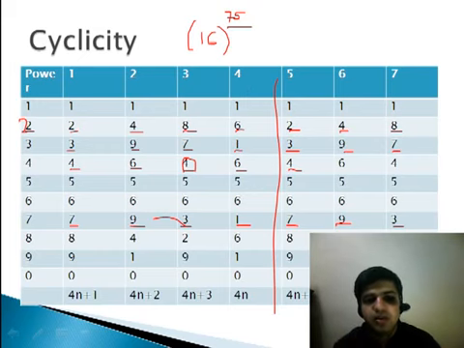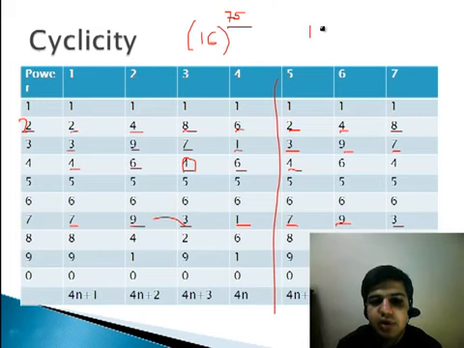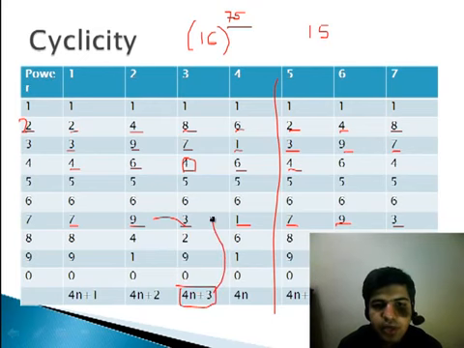So before going on to 75, let me take the example of 15. I know 15 is 4n plus 3, that is 4 into 3, that is 12, plus 3. So if the number 2 is raised to power 15, whatever the number is corresponding to the third power over here, that would be the unit digit.